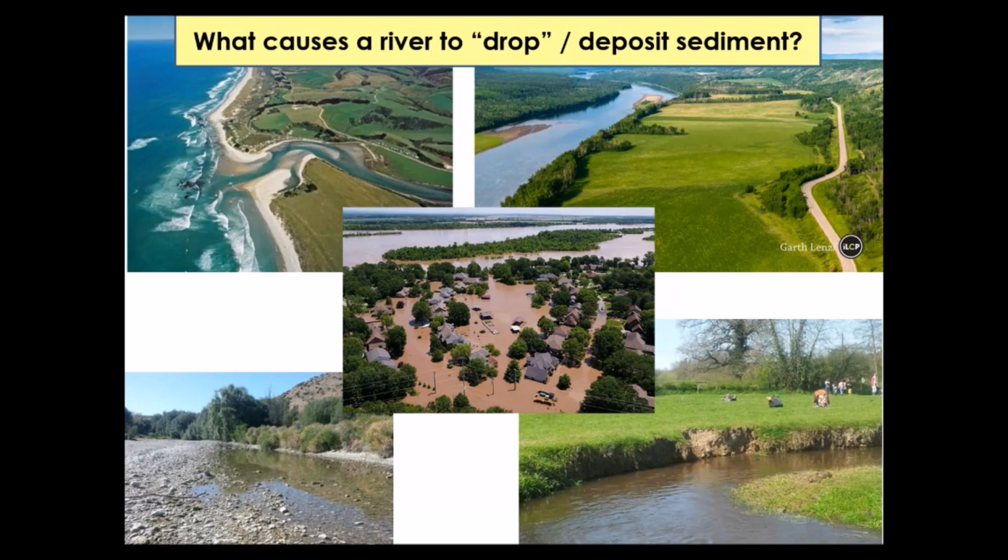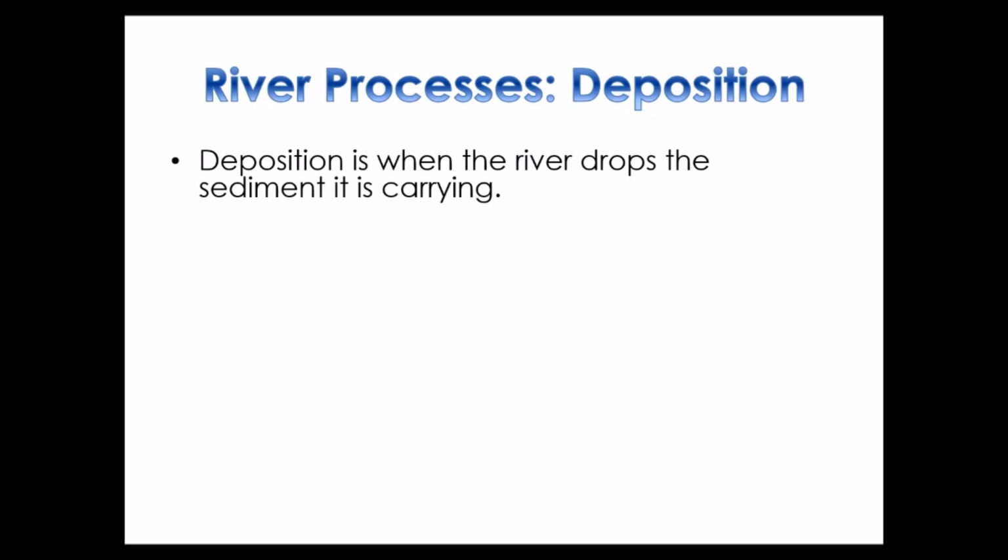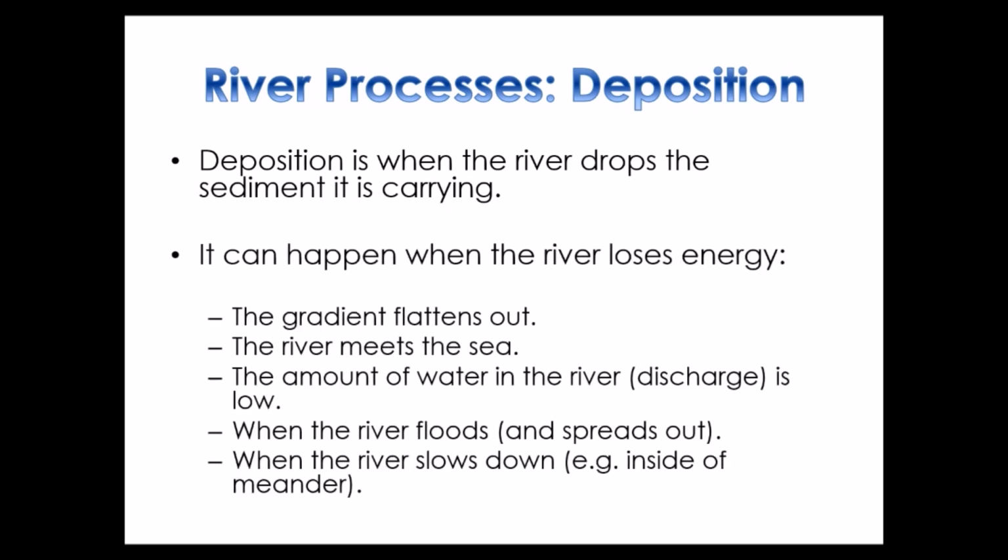Okay, so hopefully you've had a little bit of time to think about what might be going on in these pictures or reasons why a river might deposit sediment. So just to make sure we're happy with the definition of what deposition actually is, because it is the same as what we discussed when we were talking about coasts. But remember, it's just when a river is going to drop any sediment that it is carrying. So there's a few reasons why this might happen, and we're going to go through these together.